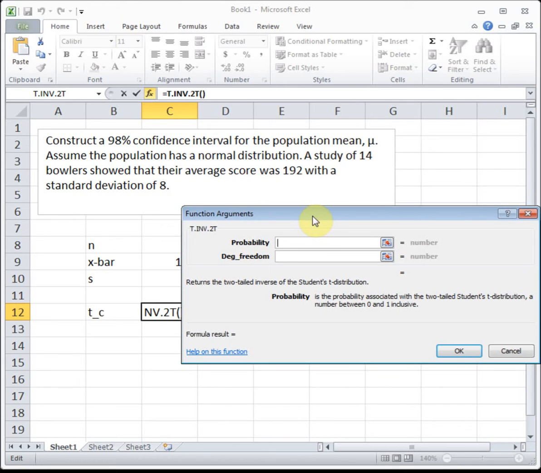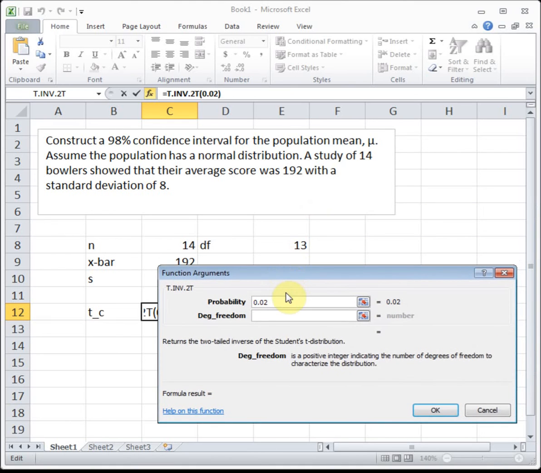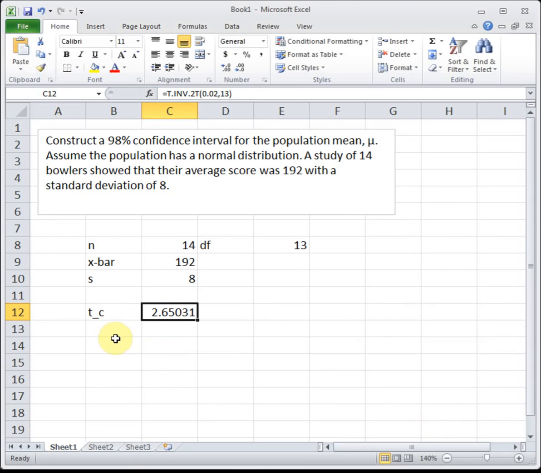The probability that we're talking about here for this t.inverse.2t function is the area of everything left over in those two tails combined, which is 2%. So we're going to put in 0.02 for our probability. That's the area of the two tails together. And then our degrees of freedom we said was 13. So our TC is 2.6503.